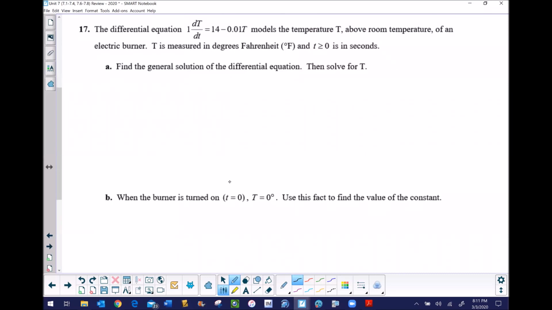If anybody may have missed Monday's lesson, I know there's a few of you that were out Monday, maybe this will help you a little bit. Newton's law of cooling will make one appearance on the test. It's a multiple choice question, and it's not one that you necessarily have to solve. All you have to be able to do is just recognize the components of it.